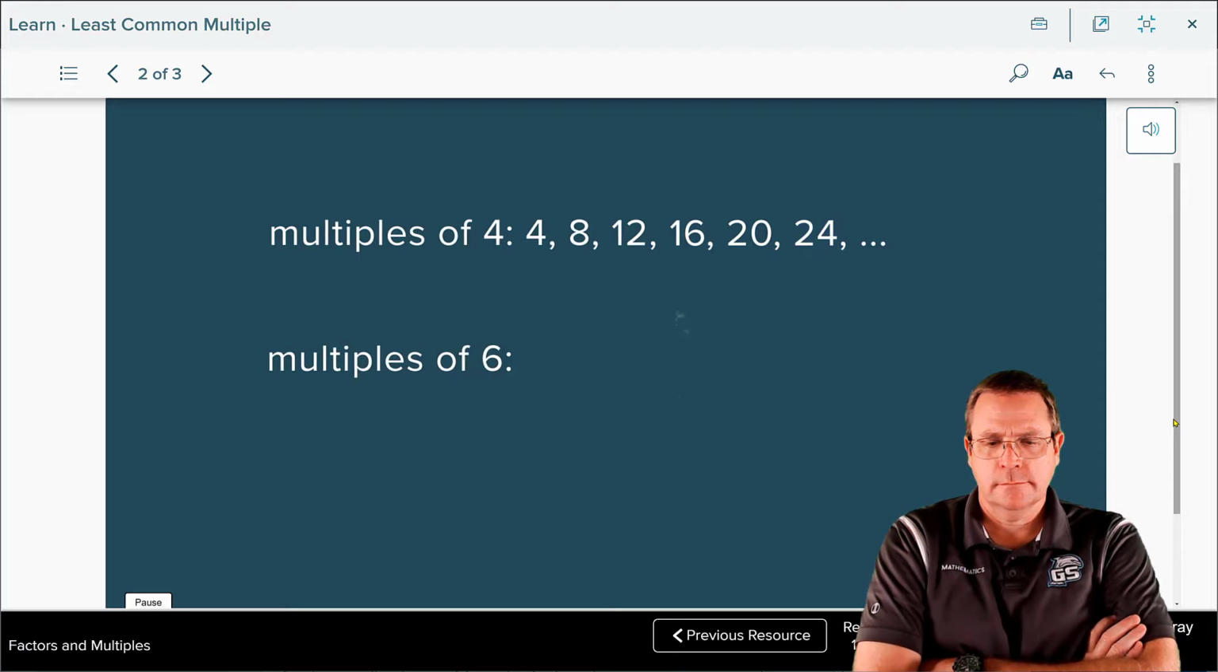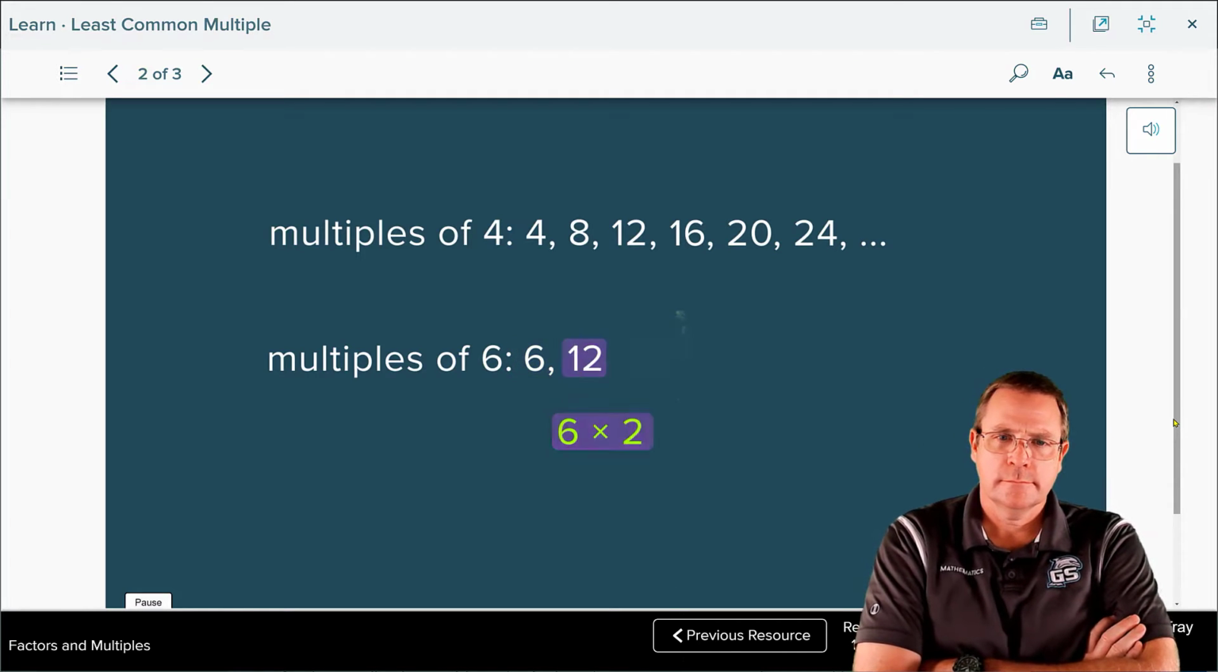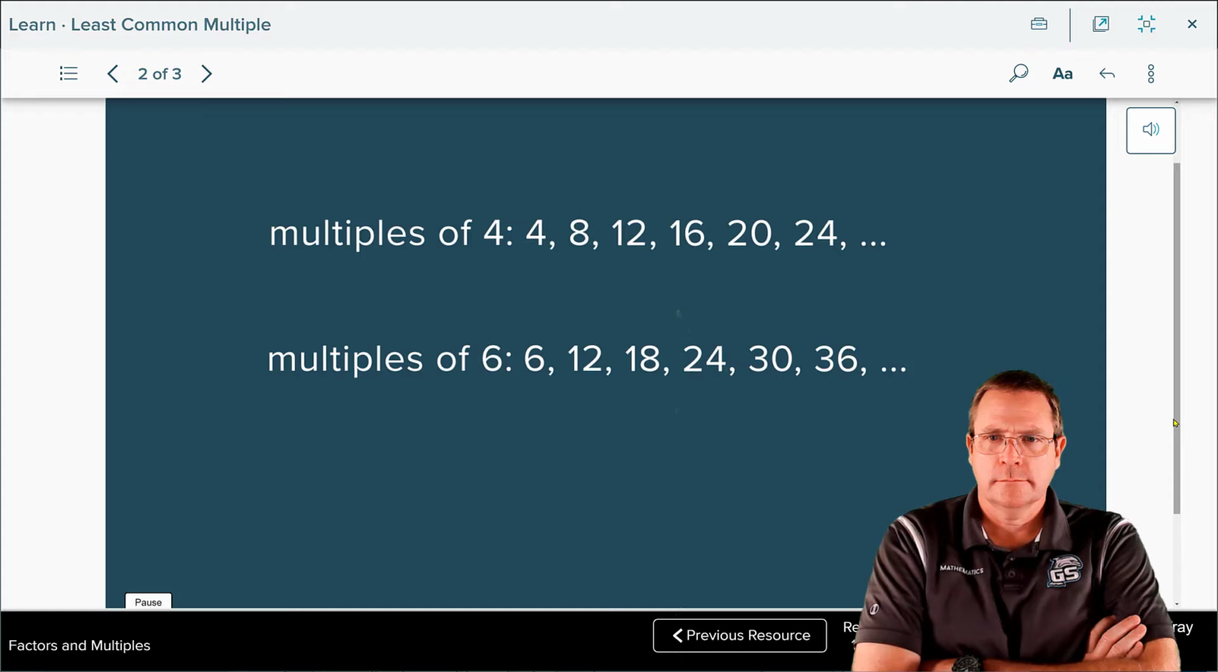The first 6 non-zero multiples of 6 are 6, 12, 18, 24, 30, and 36. The common multiples of 4 and 6 are 12 and 24. Since 12 is less than 24, the least common multiple of 4 and 6 is 12.